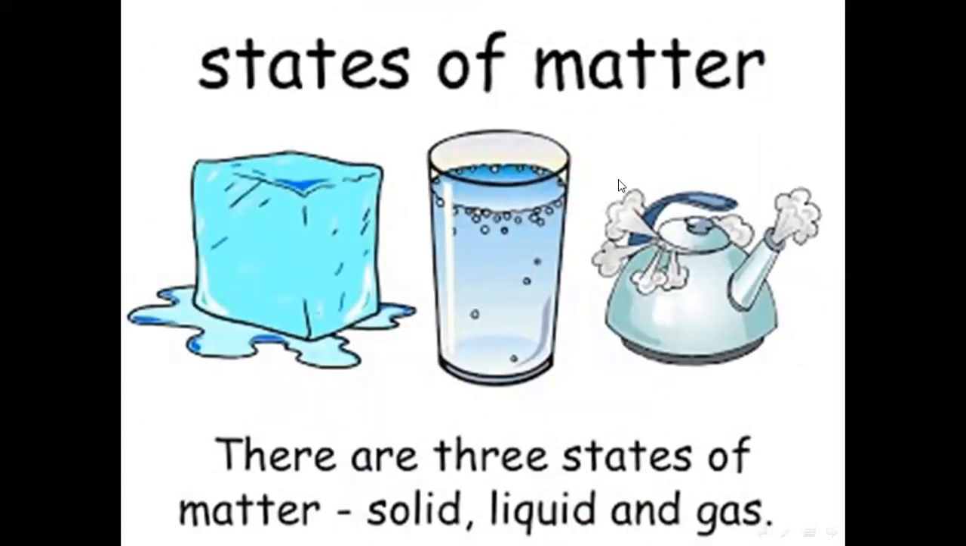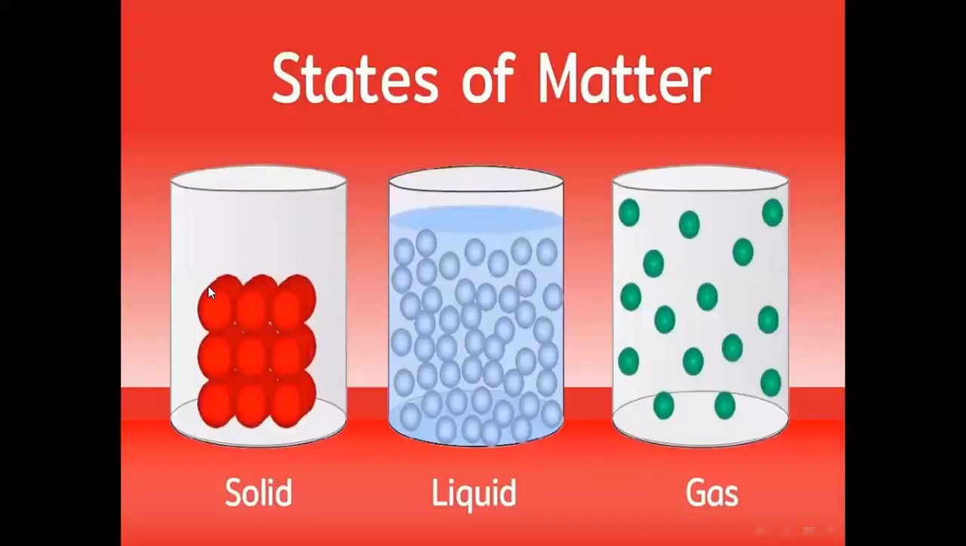States of matter. There are three states of matter: solid, liquid, and gas. Here you see the image of the states of matter. This is the solid state, liquid state, and gas state.